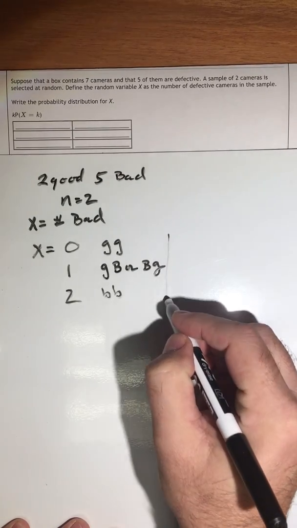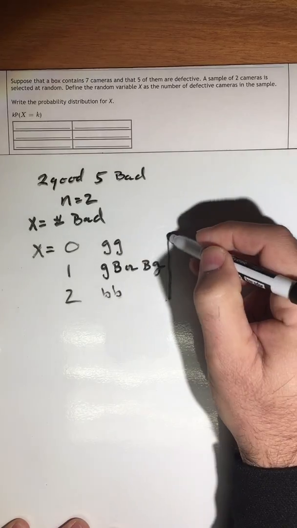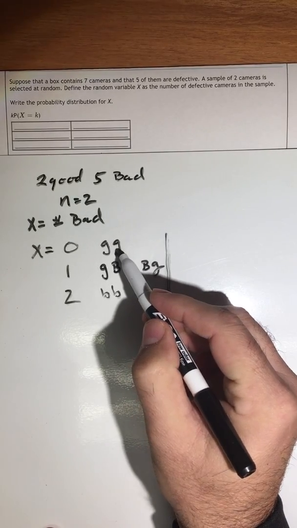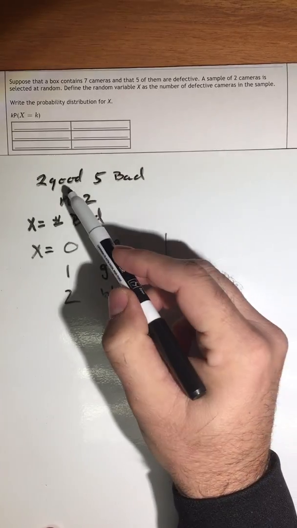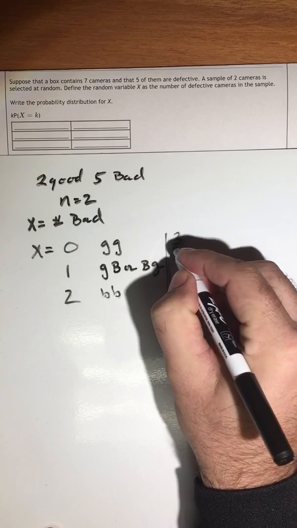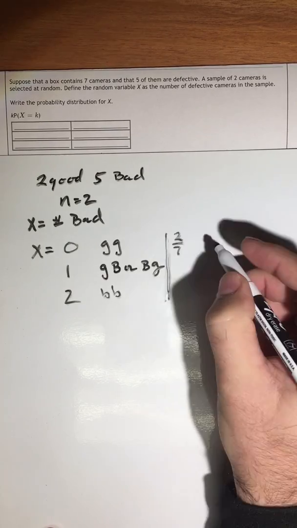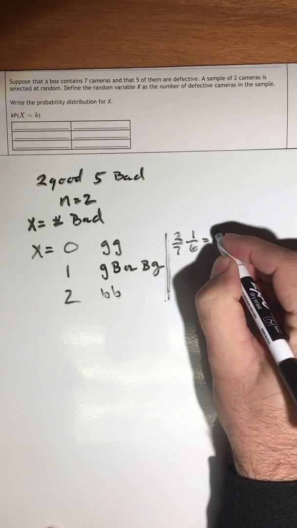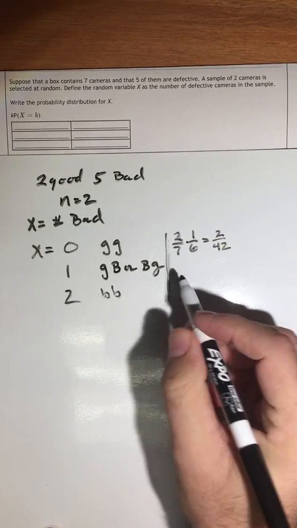So what do I do? Well, first I get a good pen. So it's good and then good. So there's a total of 2 good cameras. So the probability that the first one is good is 2 out of 7. Then the probability the next one's good is 1 out of 6. Multiply those together and we get 2 out of 42.